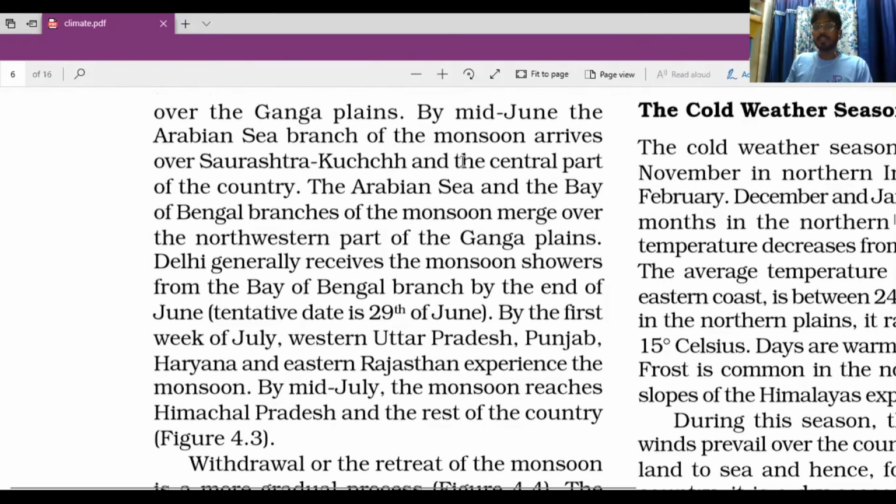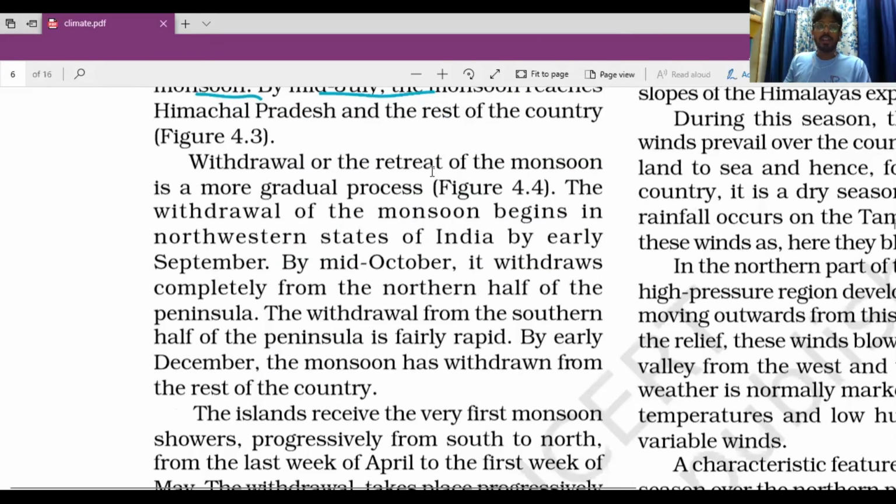So what happens? It starts raining in Goa, Mumbai, the Western Ghats, and on the sides of the Arabian Sea and Bay of Bengal. Branches of the monsoon merge over the northwestern part of the Ganga Plain. Delhi generally receives the monsoon showers from the Bay of Bengal branch by the end of June. By the first week of July, Uttar Pradesh, Punjab, Haryana and Rajasthan experience the monsoon. By mid-July, the monsoon reaches Himachal Pradesh and the rest of the country.